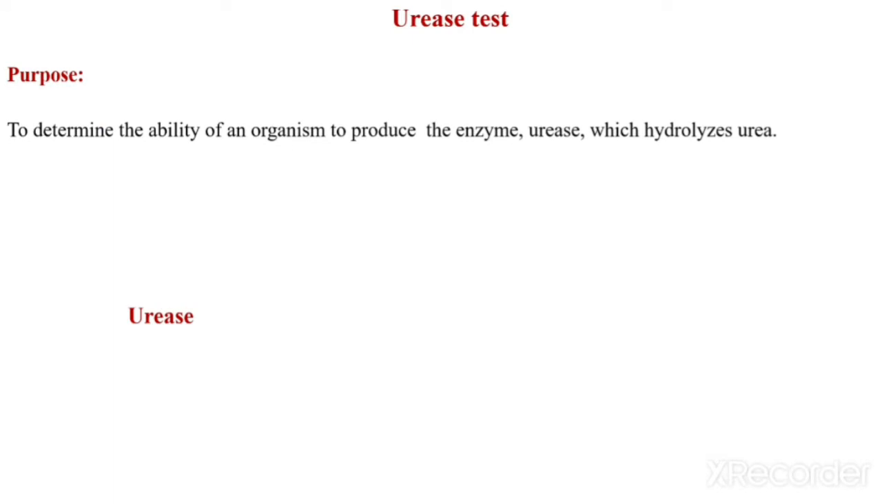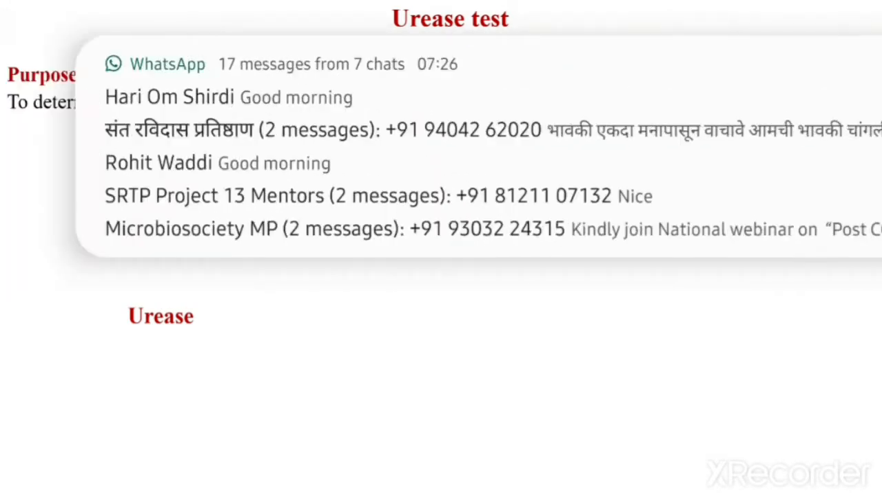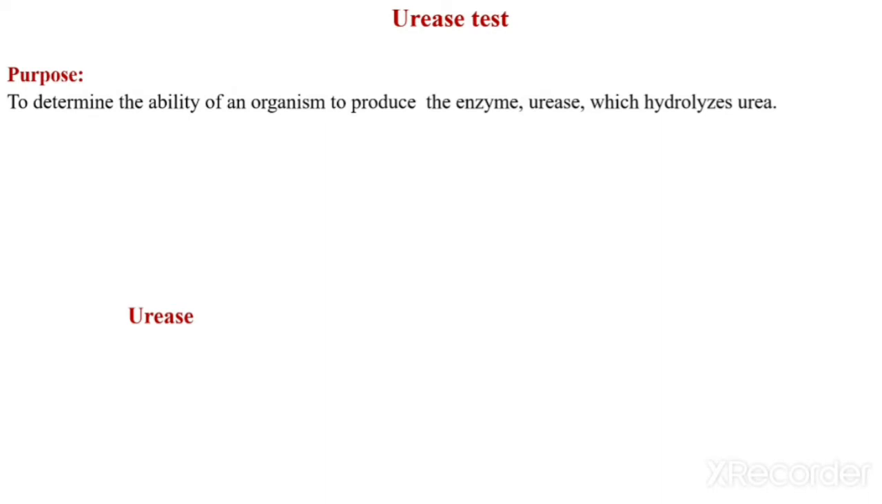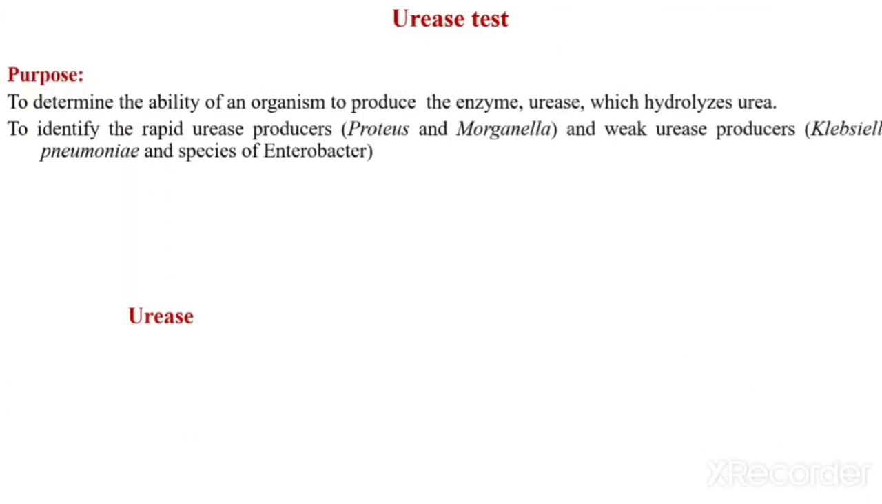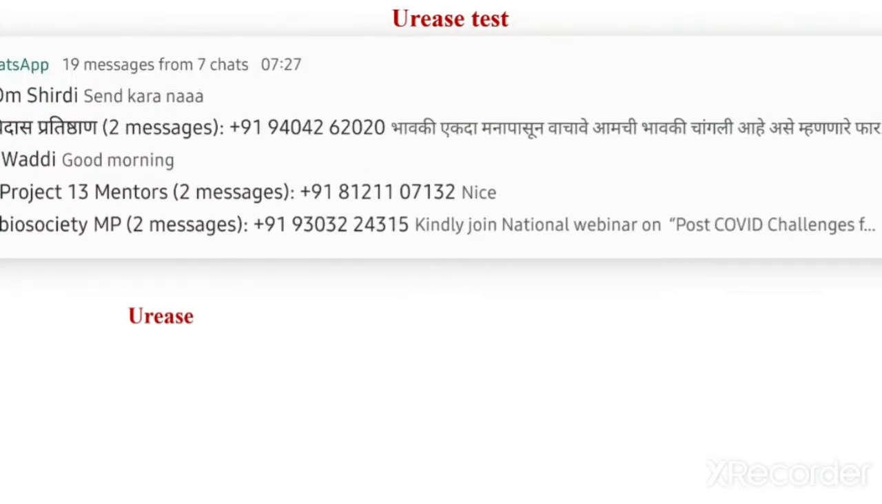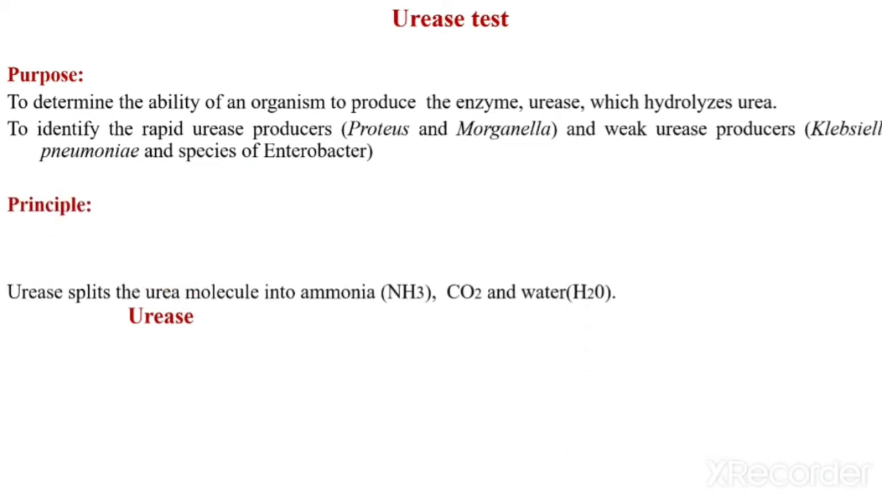Now first test is the Urease test. Now see what is the purpose of Urease test. The first purpose is to determine the ability of an organism to produce the enzyme urease which hydrolyzes the urea. To identify the rapid urease producers such as Proteus and Morganella and weak urease producers, Klebsiella pneumoniae and species of Enterobacter.